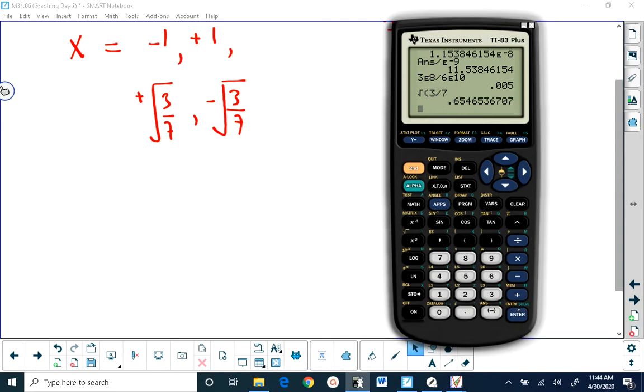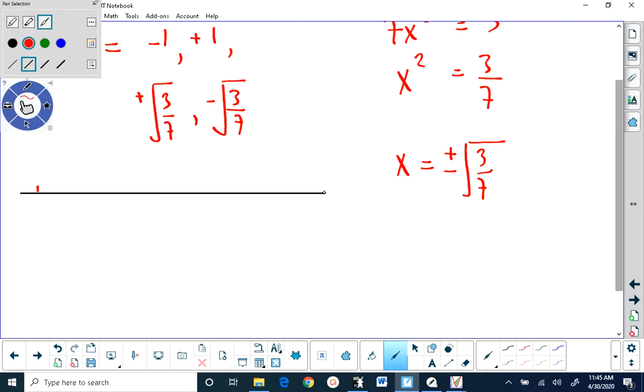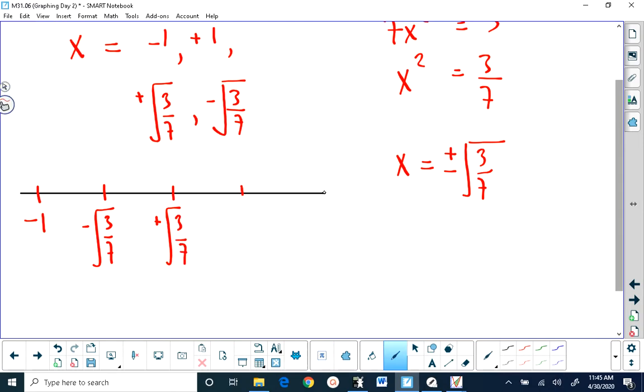It's approximately 0.655. What that means is that if we were to put these 4 critical values of x on a number line, -1 would be the smallest. So we would have -1, then negative root 3/7, then positive root 3/7, and then positive 1. I don't care if this is scaled properly. All I'm interested in is the order of these.